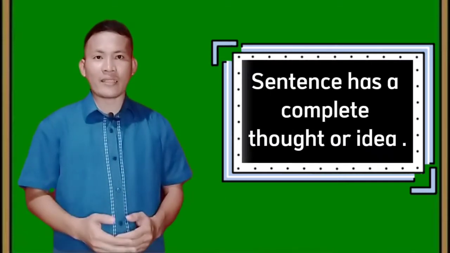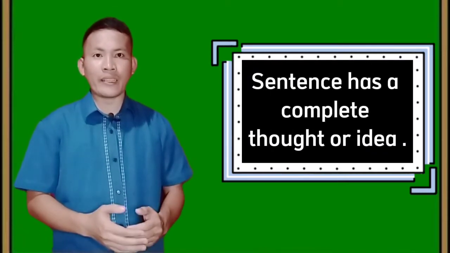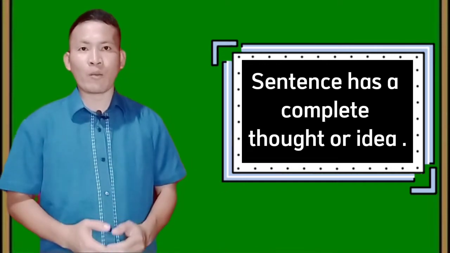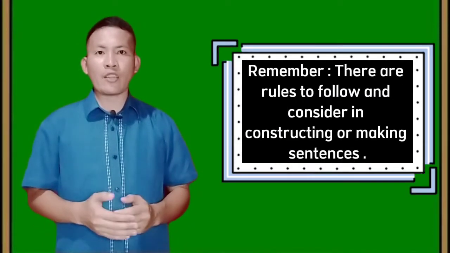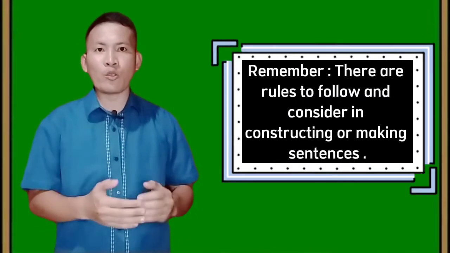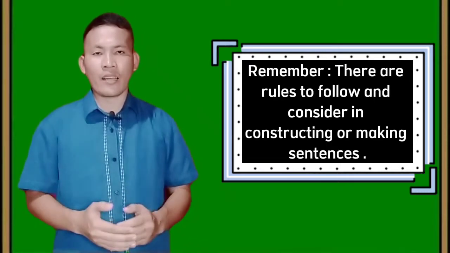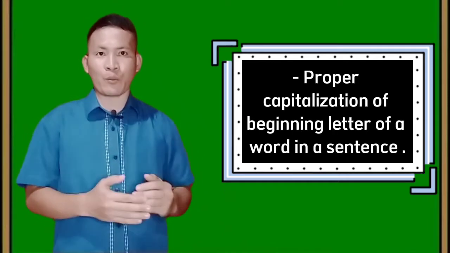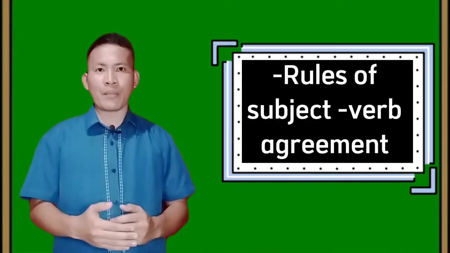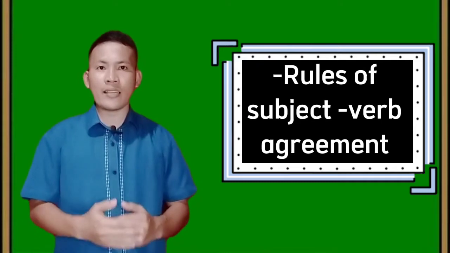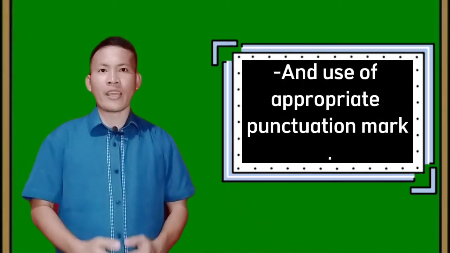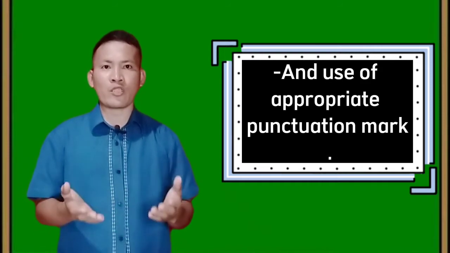When we say sentence, a sentence has a complete thought or idea that will make you understand the world of language that you are in today. And remember, each kind of sentence has its own rules to follow and consider, like proper capitalization of the beginning letter of the word, the subject-verb agreement when you are going to construct a sentence, and the use of appropriate punctuation mark in each sentence that you are going to make.